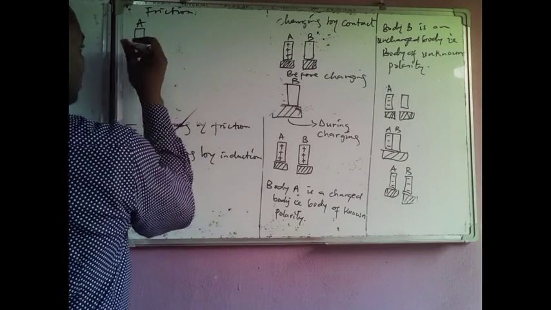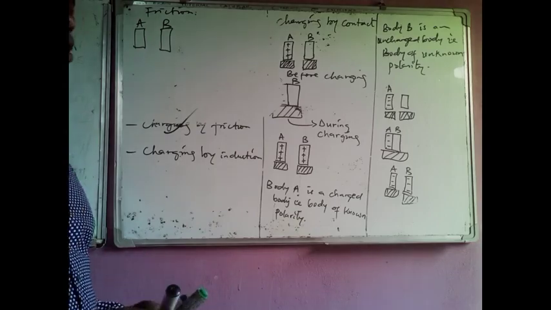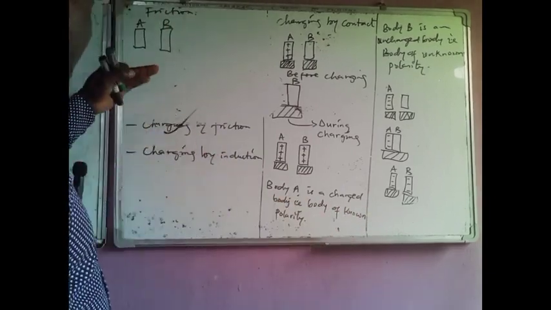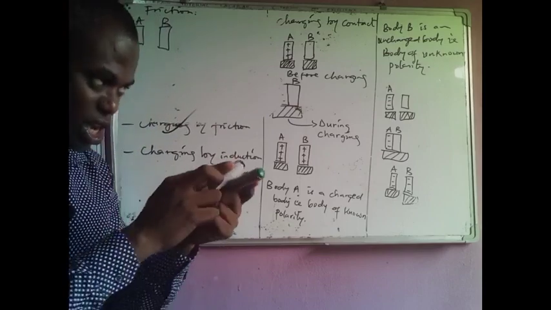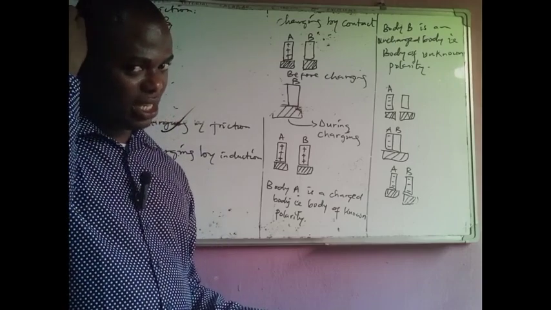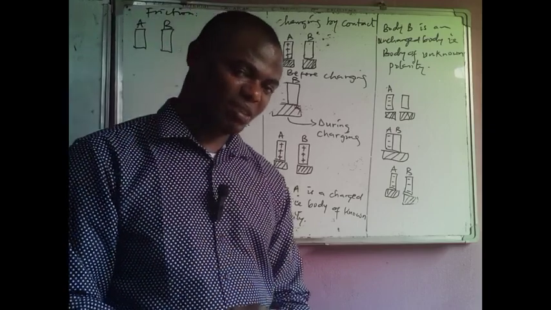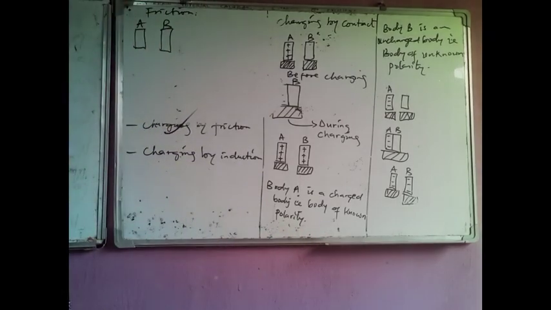Let's say this is neutral body A, and this is another neutral body B. Neutral in the sense that none of them has a given polarity. What you need to do is bring them and rub them vigorously on each other. That's why in secondary school you use a plastic rod, ebonite, and fur. When you generate the charge, you bring it towards a tiny piece of paper and it will attract. That is what friction is all about: bringing two uncharged bodies and rubbing them vigorously on each other.